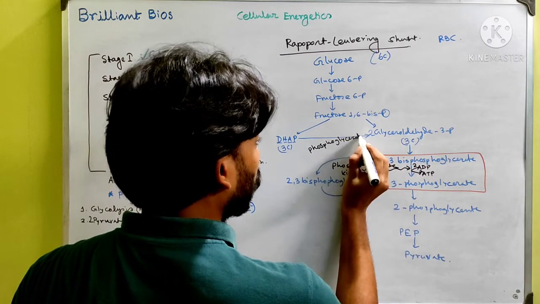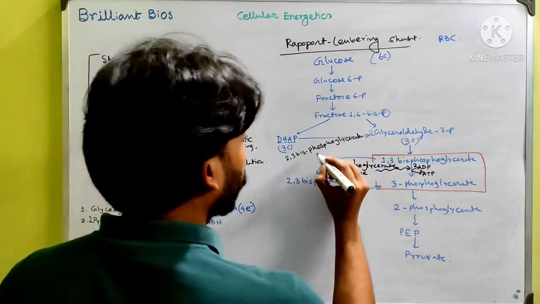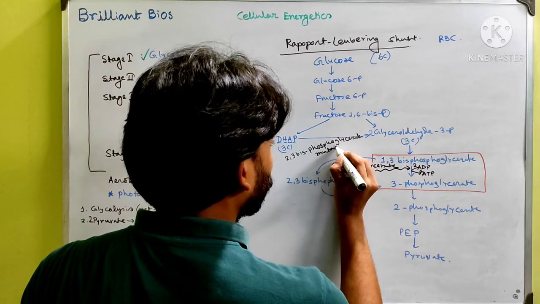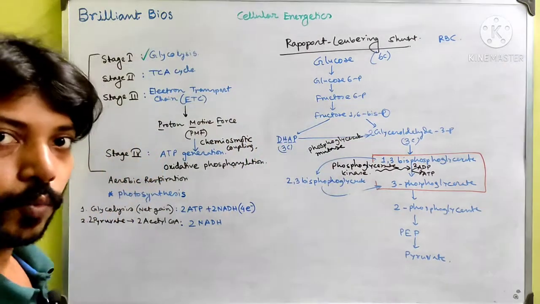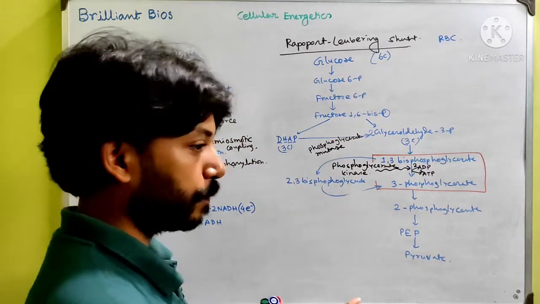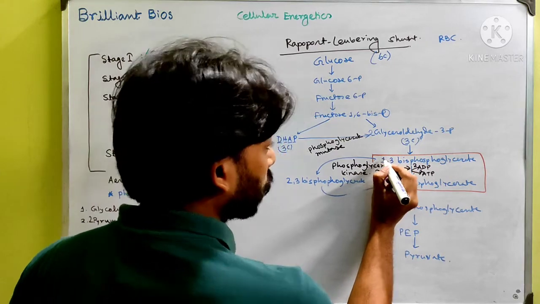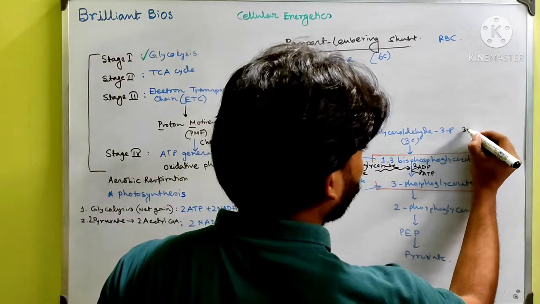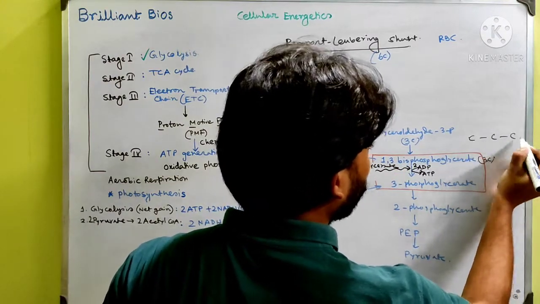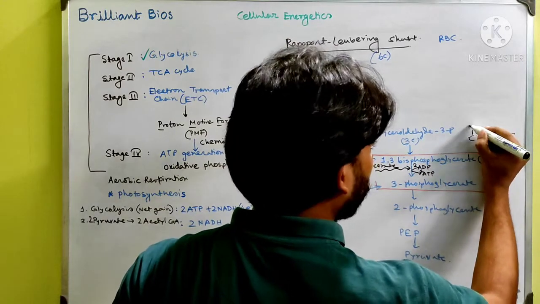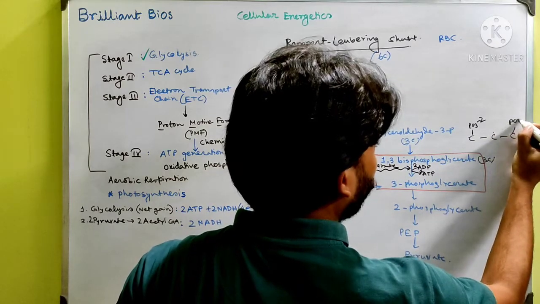The enzyme is bisphosphoglycerate mutase. So you can simply remember it as phosphoglycerate mutase. We know that a mutase enzyme can transfer a phosphate group from one carbon to another carbon. Here there are 3 carbons, because this is a 3 carbon product, and this is also a 3 carbon product. In the first carbon there is a phosphate, PO3 2-, and on the third carbon there is a phosphate, PO3 2-.